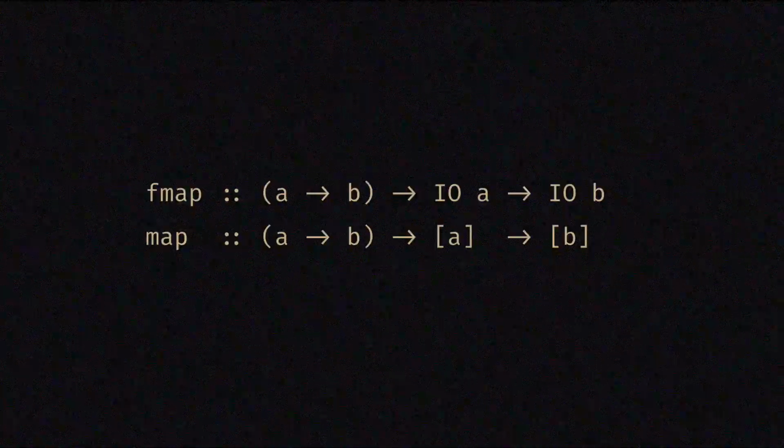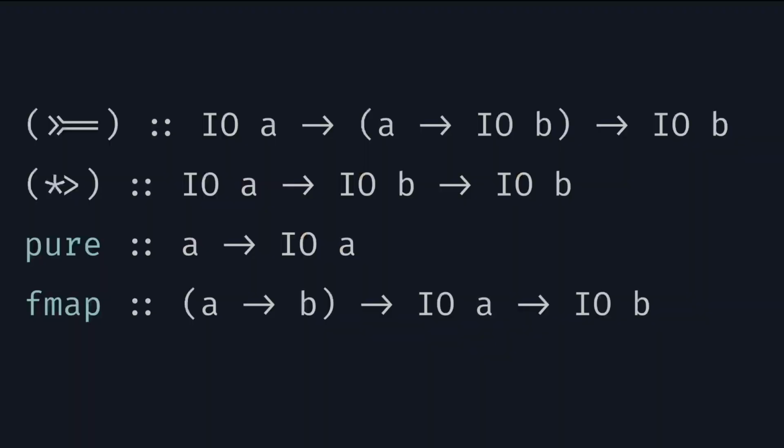By the way, have you noticed the similarities between fmap and map? Here's a list of IO combinations we ran into. First one is bind. It's chaining IO operations, passing the result of the left IO operation as an argument to the function on the right. Second one sequences two IO operations, discarding the payload of the first one. Third one lifts a value into IO context and does not do any IO effect. And the last one applies a function or maps over the payload value of an IO operation.